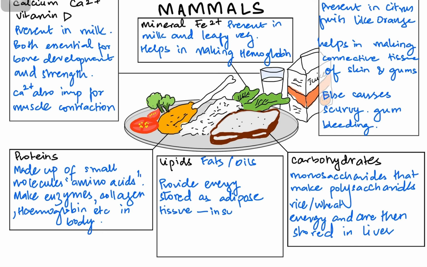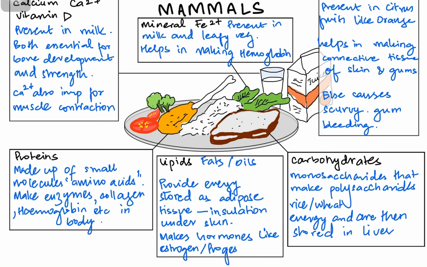In animals, it is stored as adipose tissue, the layer of fat. When we say we have fat stored under the skin, we are referring to this adipose tissue layer. It helps in insulation under the skin. It also makes important hormones like estrogen and progesterone. So provision of energy, insulation, hormone production, these are important functions of lipids, which are present in oils.